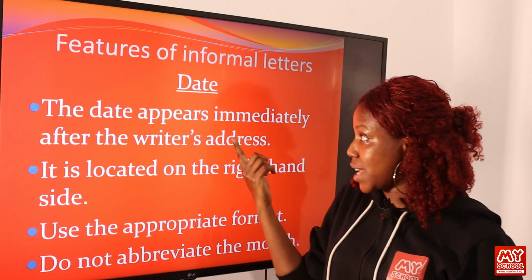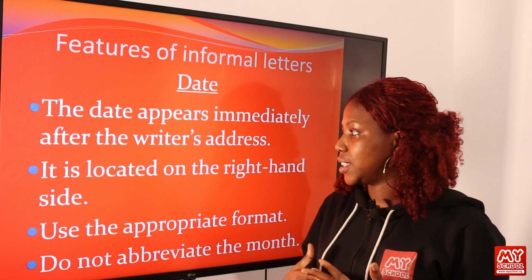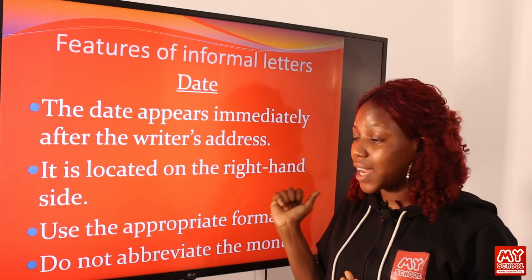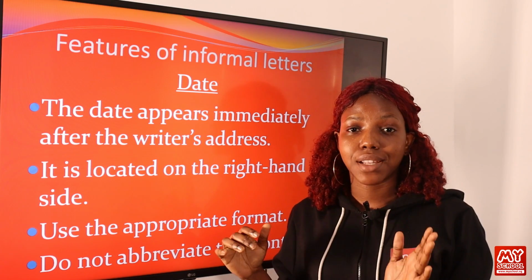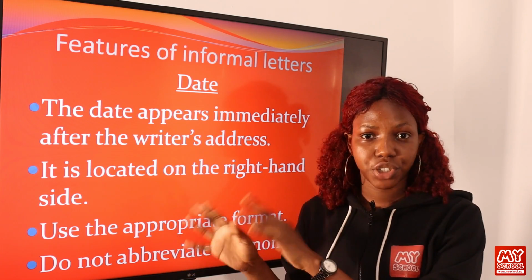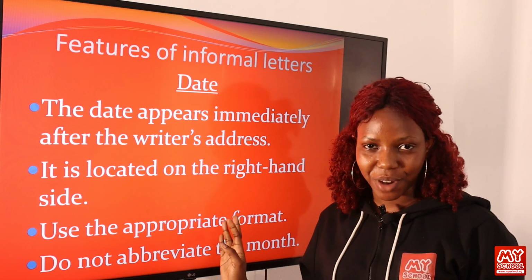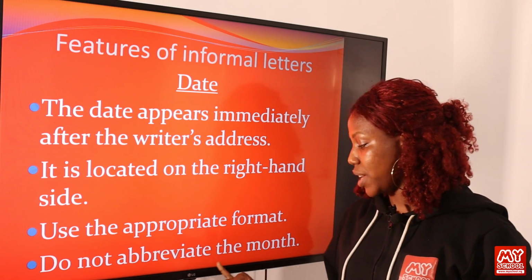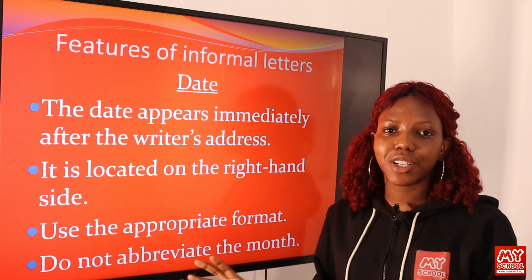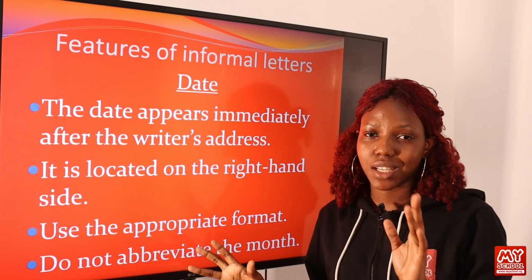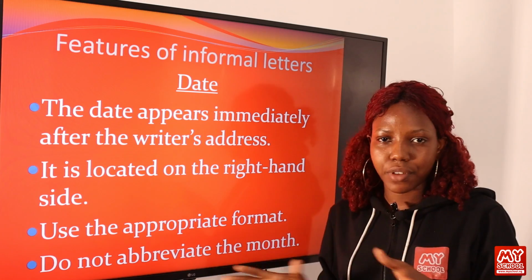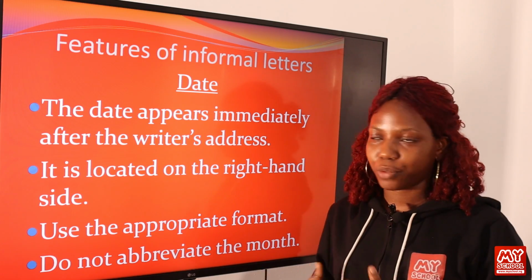Now the date appears immediately after the writer's address. It is located on the right hand side, also the right hand corner of your paper or your sheet. And then use the appropriate format. We'll learn about the format very soon. Do not abbreviate the month. So you don't need to abbreviate the month. Now let's take a look at an example of the format and everything else we need to take note of.